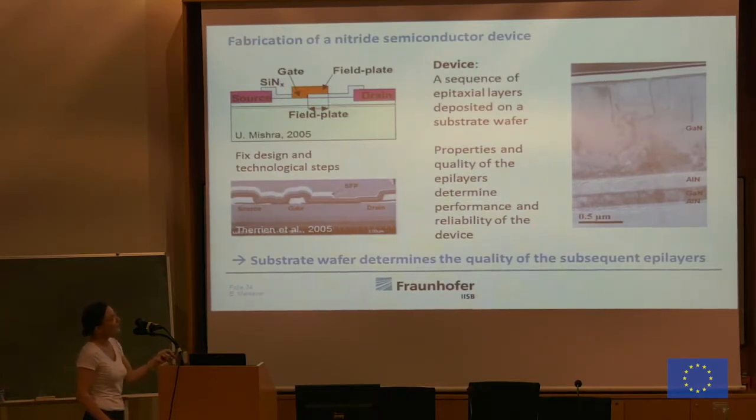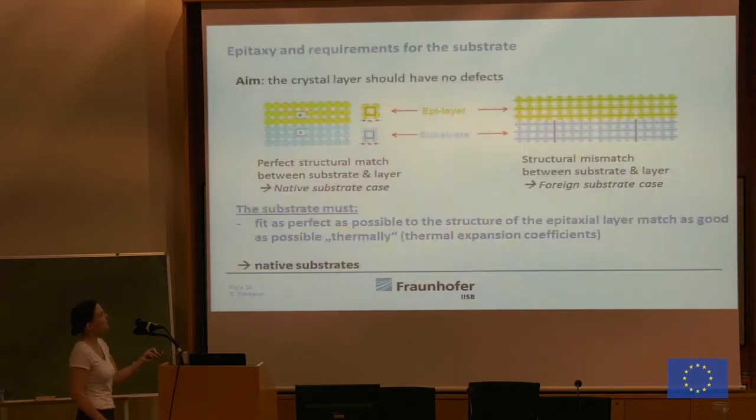And the starting material, so the substrate where you start on, whether it's silicon or a native type of substrate, makes a big difference. Why does it make a big difference? I don't want to give you too much redundancy, so it's just in short. The aim is that the crystal layer should have no defects. This is what we said at the beginning. This would be the ideal case. So what we need would be a perfect structural match. So the substrate A and the epitaxial layer B should have no difference in their structures. This would mean you should have a native substrate case.